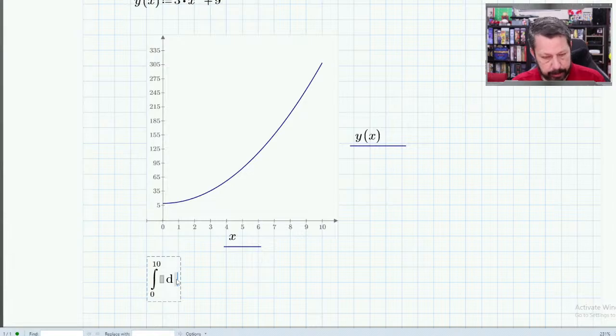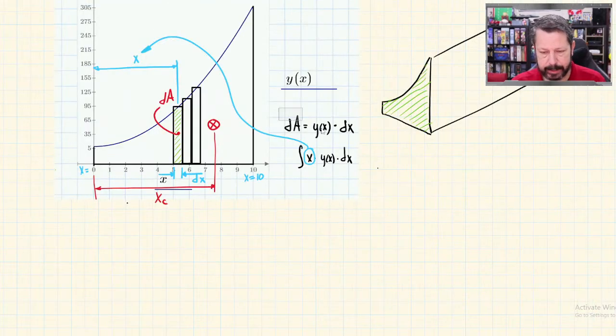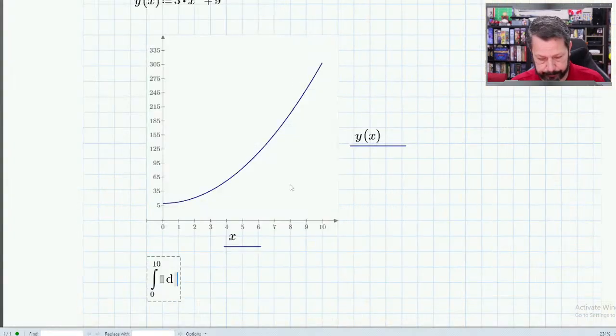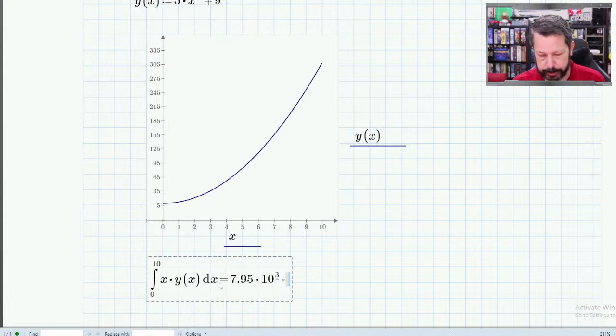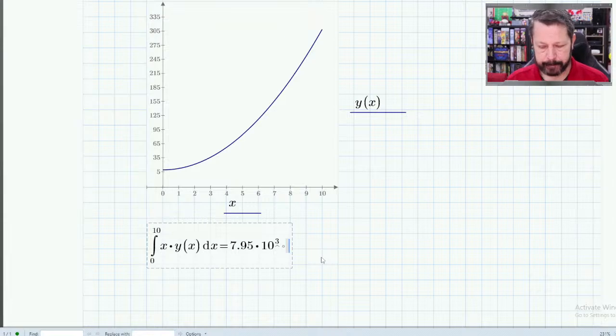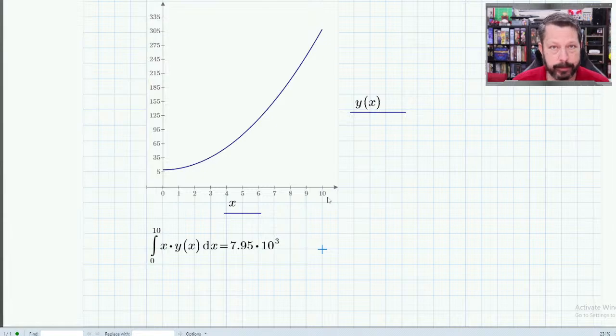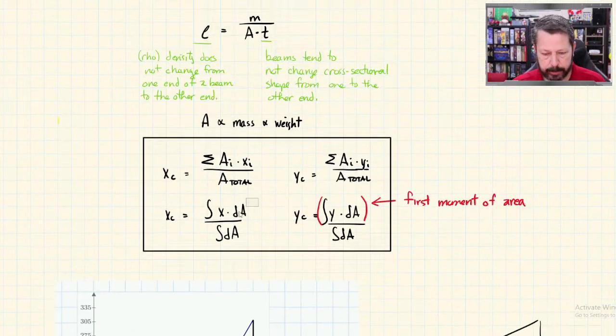I'm going to integrate not over dA, because I have set dA equal to y dx. So I'm actually going to integrate over dx, and then I'm going to integrate x times y of x dx. Okay, that's my numerator. That's just a thing I can evaluate. It's this giant number. Okay, and I could put units on here. It wouldn't really change anything, but I could have 10 inches or centimeters or whatever these units are. It would just have units on it. That's the numerator of this equation.